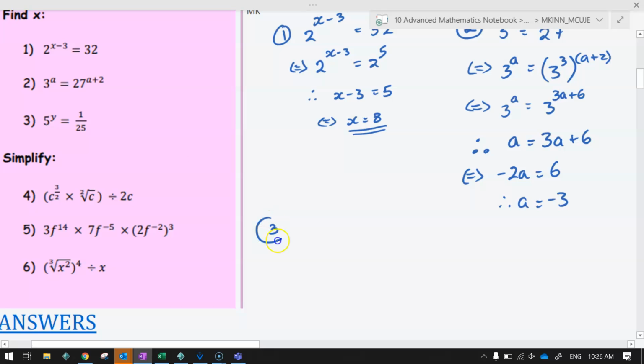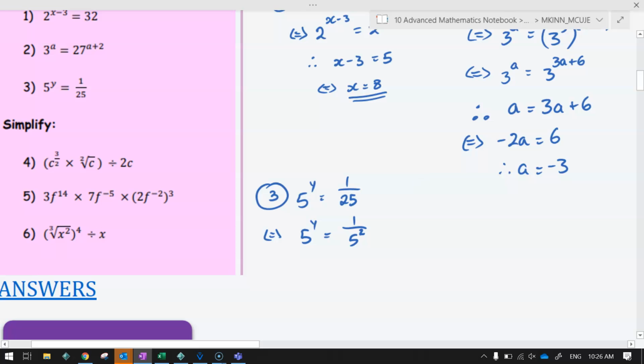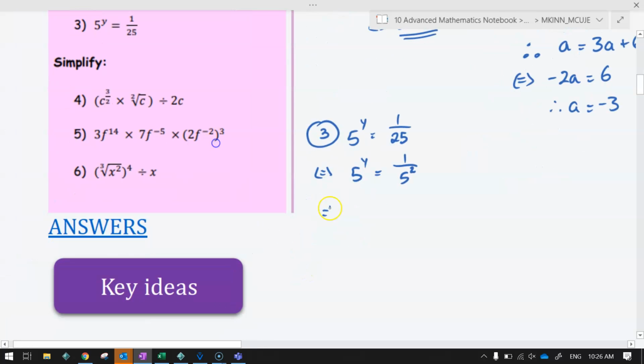Third one here, 5 to the power of y equals 1 over 25. We recognize 25 as a power of 5, so I'm going to write it as 1 over 5 squared. Now we know how to move something from the denominator to the numerator when it's raised to a power. What do we do with the power? We take the negative of it. So it's going to be 5 to the power of y is equal to 5 to the power of negative 2.